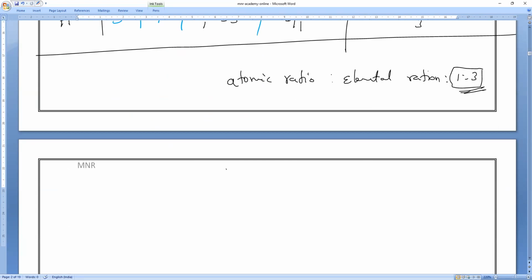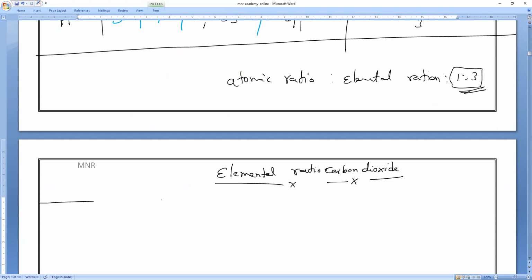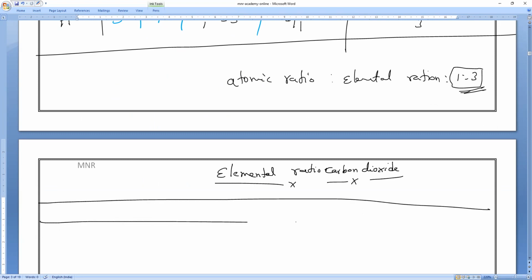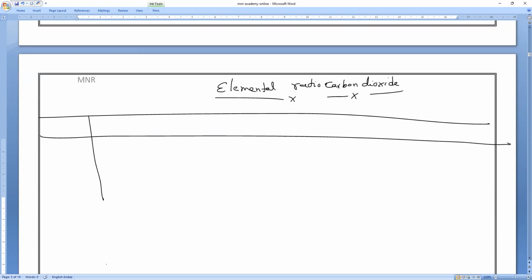Let me write the elemental ratio of one more compound. Last one: elemental ratio of carbon dioxide. Lingesh, are you able to understand? Gokul, elemental ratio of carbon dioxide. Again, I'm saying, my headings, you write it. So what is the first one? Tell me fast. What are the elements present? Carbon dioxide: carbon and oxygen.